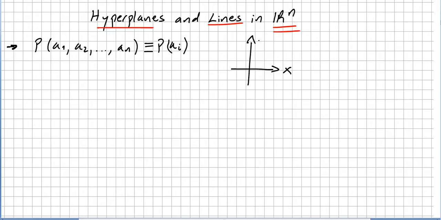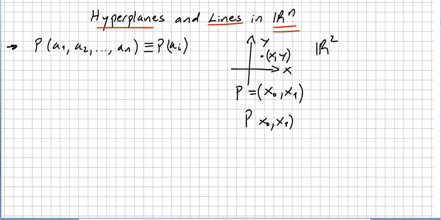So for instance, if we are in R2, a point here will be x and y, right? Or we prefer this notation x0, x1, okay? So this will be a point, or point x0, x1. This is nothing else but the coordinates, in the particular case of R2.